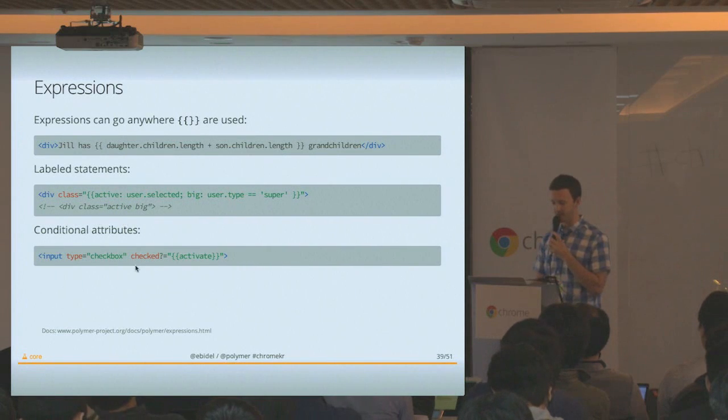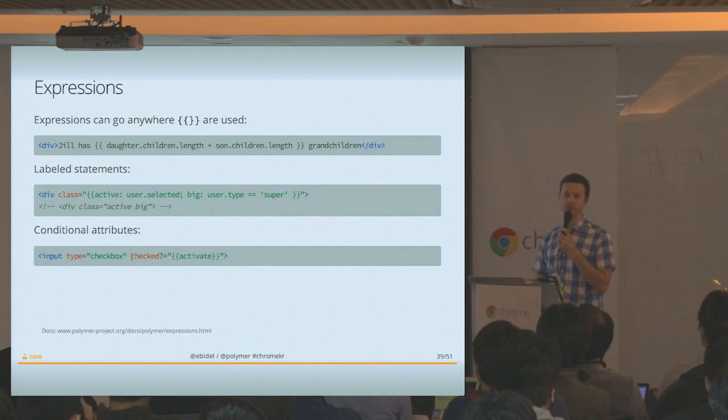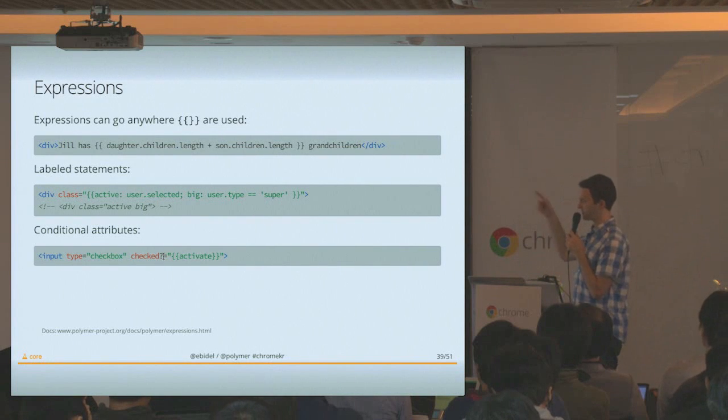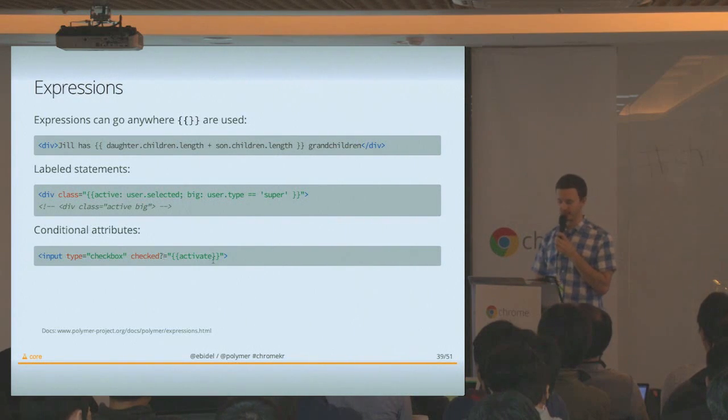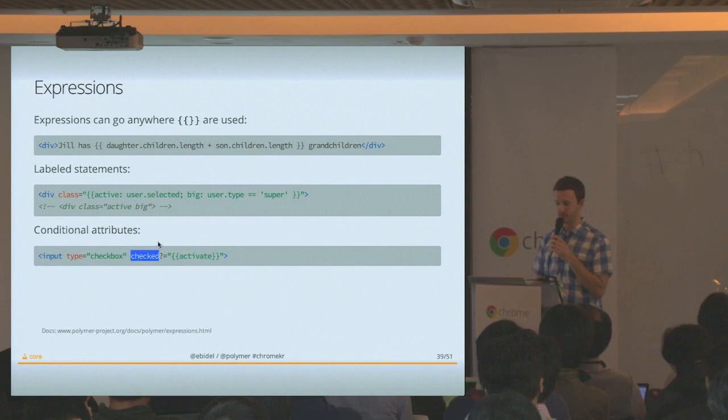And the last version of this is conditional attributes. This is really nice for things like Boolean attributes. If you have a checked attribute with a question mark at the end, it basically says add this attribute if this property is true. So again, really utilizing the data binding capabilities. And if it's not true, that checked attribute won't be applied in the markup.